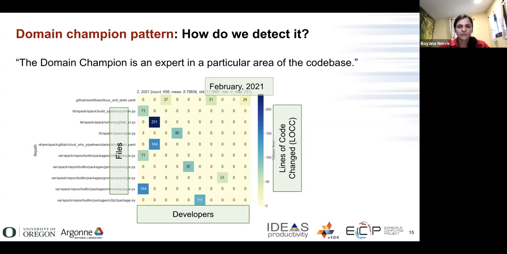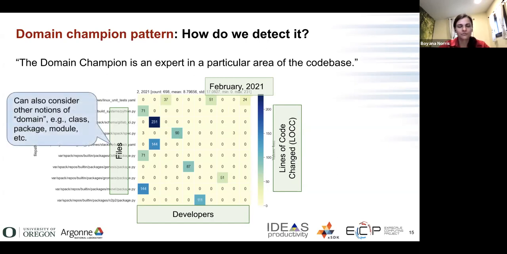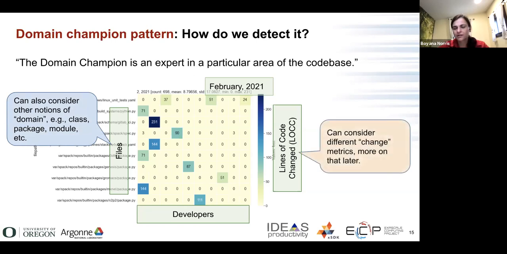Here we're looking at a particular granularity, which is files. Now you may say, well, domains are not files, but you can decide what you want to define the domain to be. It could be a class, a package, a module, a directory. Here we've decided on single files. Now you could decide on different metrics instead of lines of code changed, and we'll talk again more about those later. You could decide to focus on a specific time period. In this case, we're looking at February 2021.